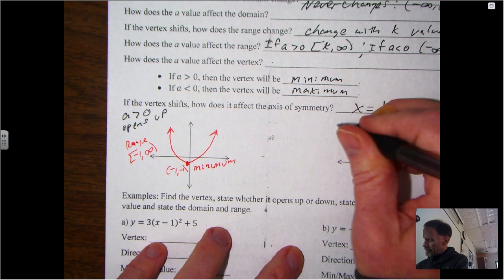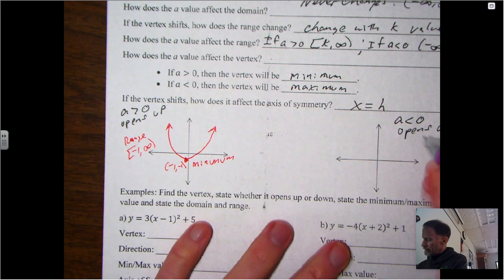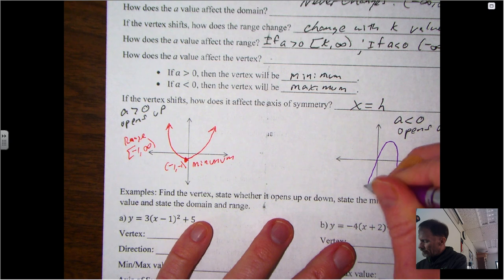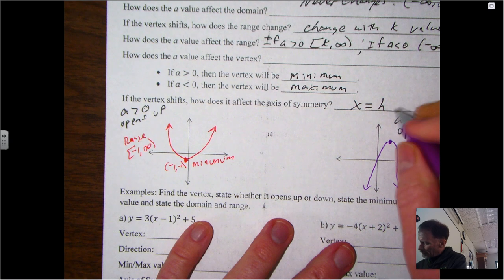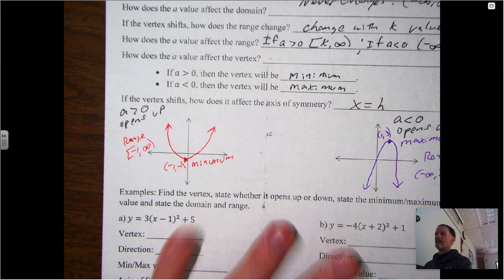How about if a is less than 0? Well, that means it's going to open down. And again, I'll just make one up. Let's say it looks like this. And I'm going to say that's the point, I don't know, how about (1, 3)? Notice that's a maximum. And the range would be from negative infinity up to 3. Again, always that k value.